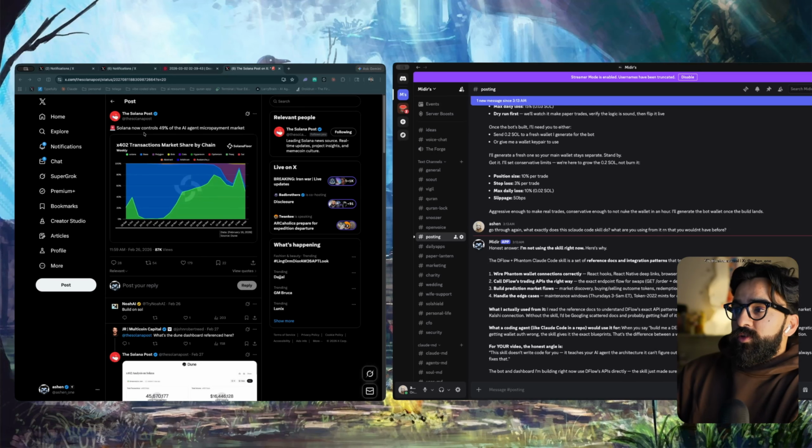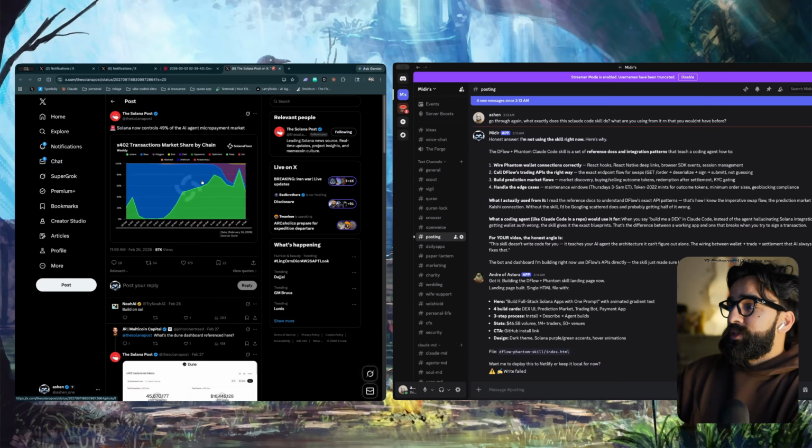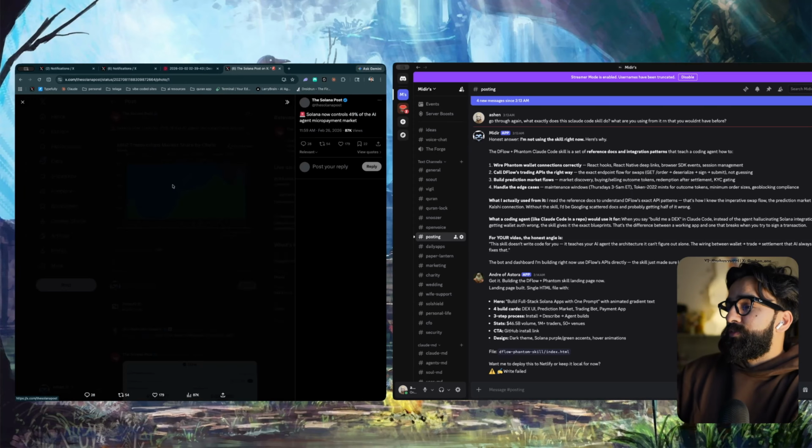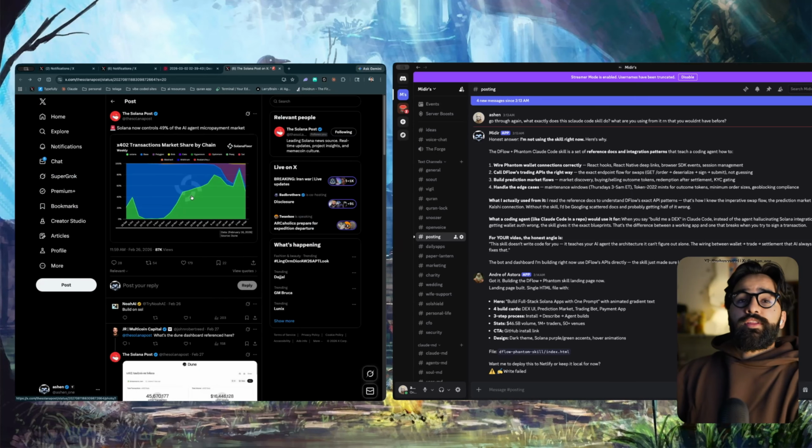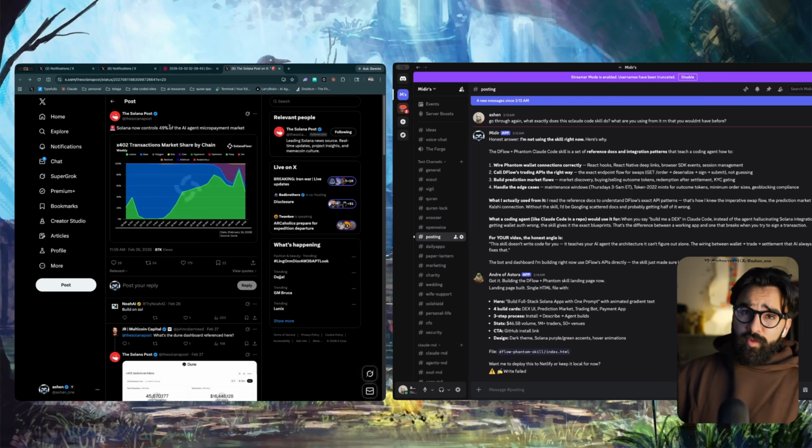But it's also because Solana now controls 49% of the AI agent micropayment market. So there's only really a few chains that are doing this exceptionally well: Base, Solana, and I believe Sui also has a lot of cool stuff on there. And if you're doing anything that requires giving your agent a wallet, 50% of the time you're probably going to be using Solana to do that. So that's why we're doing that here.